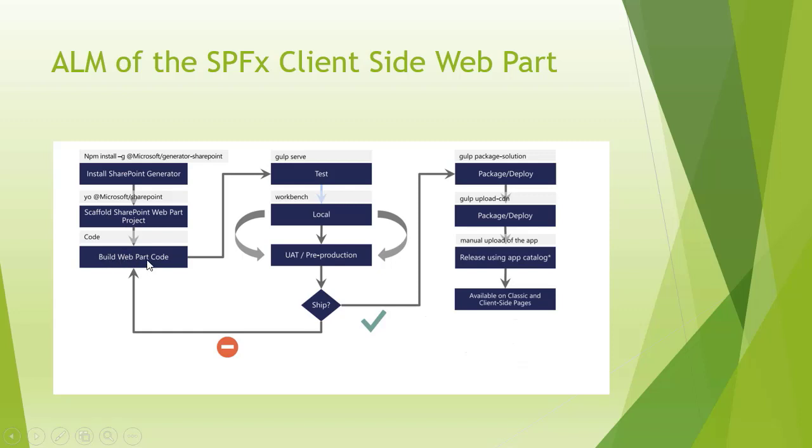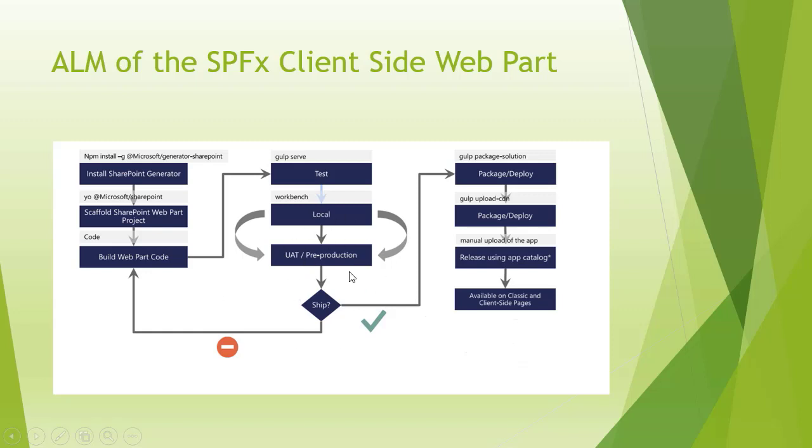So once we build our web part code, it's time for us to test it. How do we test it? We use the gulp utility by running a very special command called gulp serve. And with this, we will be able to test the SPFx solution web parts, the client-side web parts, both on the local workbench as well as on the SharePoint hosted workbench. So we can test it on the local workbench, and if you're happy, you can take it to the pre-production or the UAT servers as well.